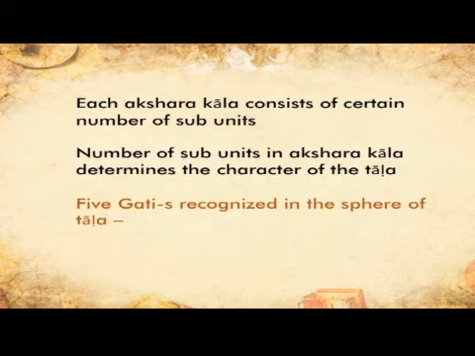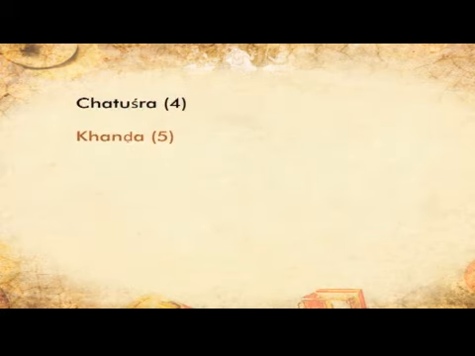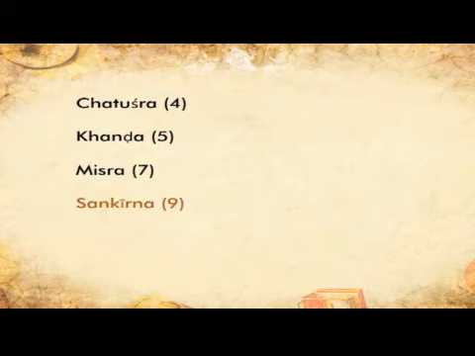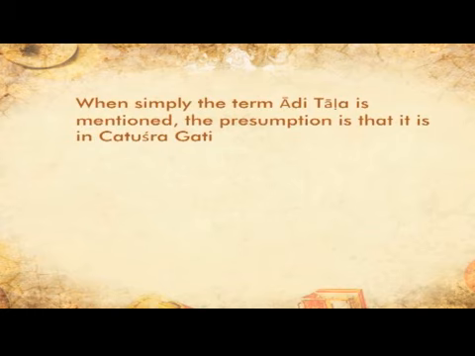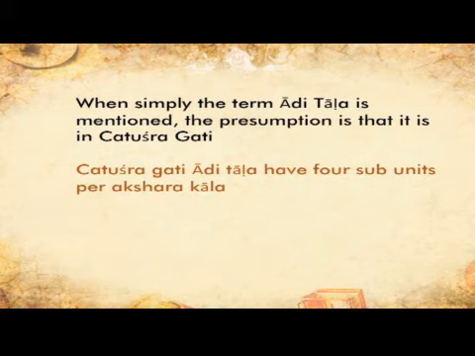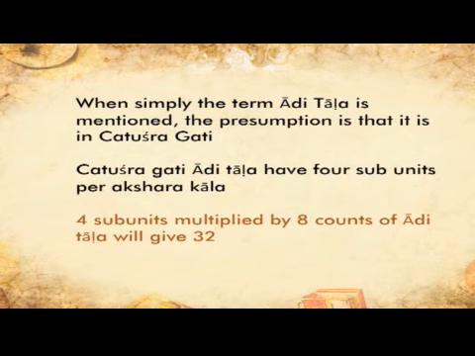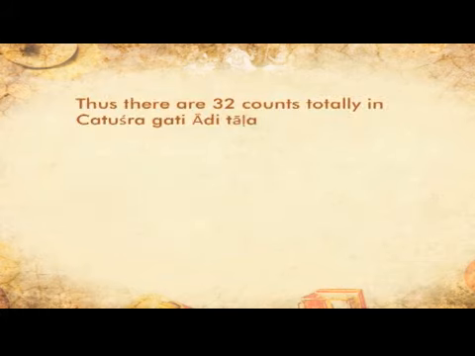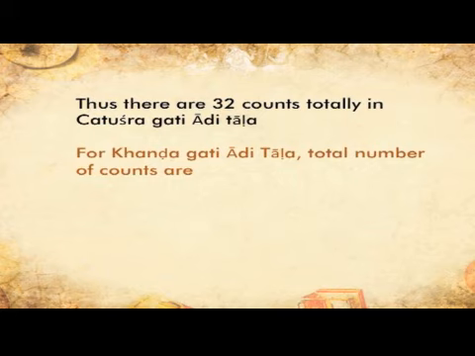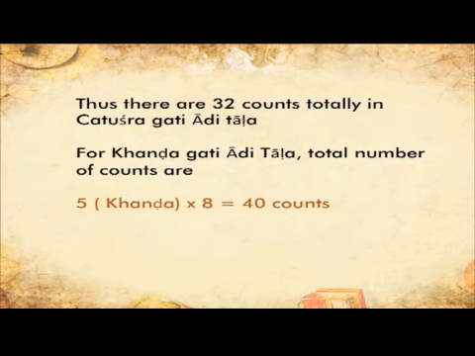5 gatis are recognized in the sphere of Tala, which are Tishra 3, Chatushra 4, Khanda 5, Mishra 7, and Sankirna 9. When simply the term Aditalam is mentioned, the presumption is that it is in Chatushra Gati. Chatushra Gati Aditala will have 4 subunits per Aksharakala. Therefore, 4 subunits multiplied by 8 counts of Aditala will give 32, which means there are 32 counts totally in Chatushra Gati Aditala. Similarly, when we take Khanda Gati Aditala, the total number of counts will be 5, that is Khanda, into 8 equals 40 counts.